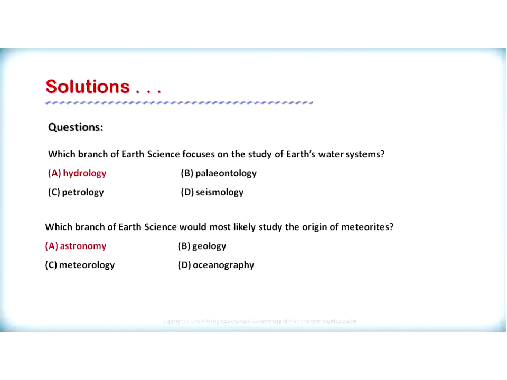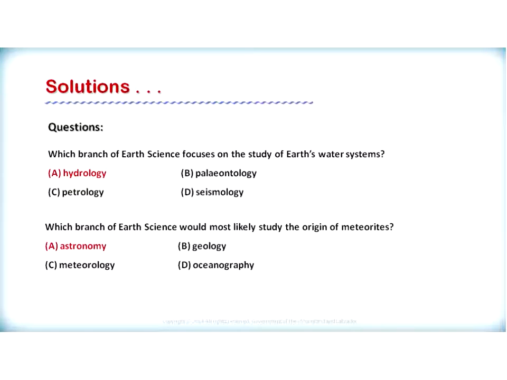The solutions to the following questions. Which branch of Earth science focuses on the study of Earth's water systems? Here the answer would be hydrology. Hydrology focuses on freshwater systems that are located on Earth's surface, such as rivers, groundwater, lakes, and even glaciers.